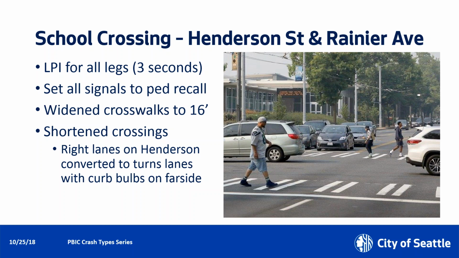In addition, we did a few other things. We widened our crosswalks just to make them more conspicuous. And we also essentially shortened those crossings by making the right lanes on one of the cross streets into right turn lanes. It allowed us to do, at this point, a paint and post curb bulb on the far side, but in the future we'll come back through and maybe do an additional concrete bulb out on those sides to reduce that pedestrian exposure and reduce that crossing distance.